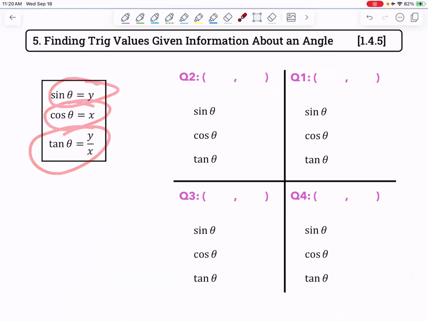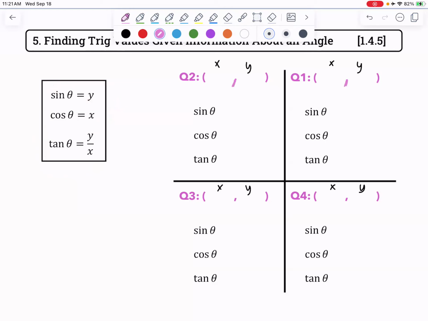And I want to talk about the signs of x and y first in the different quadrants. So this is going to be x, y, x, y, x, y. I know these commas didn't turn out very comma-y, but make them look like commas. All right, in quadrant one, we know that x is positive and y is positive, right? So both of them are positive.